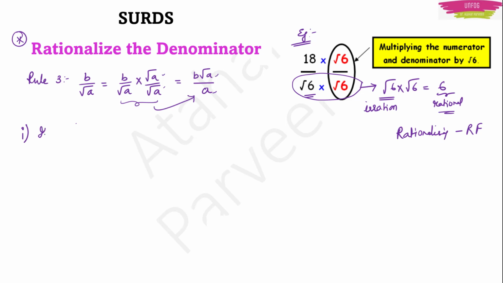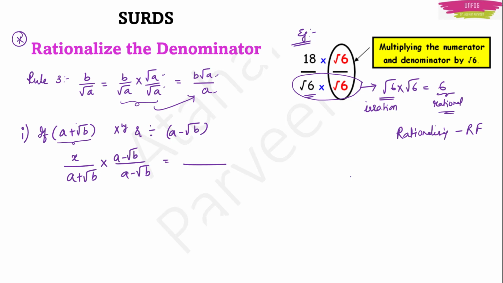For example, if you have a binomial surd like this, a plus root b is there. If I want to rationalize this surd, what I will do? I will multiply and divide it with another surd such that this surd will become a rational number. So I will multiply and divide it by a minus root b. See, if I have some x in the numerator, in the denominator I have a plus root b. So I will multiply it with a minus root b and divide it with a minus root b such that I can use my formula of a plus b into a minus b, which is equal to a square minus b square. I can use it, and this thing will be a rationalized thing.